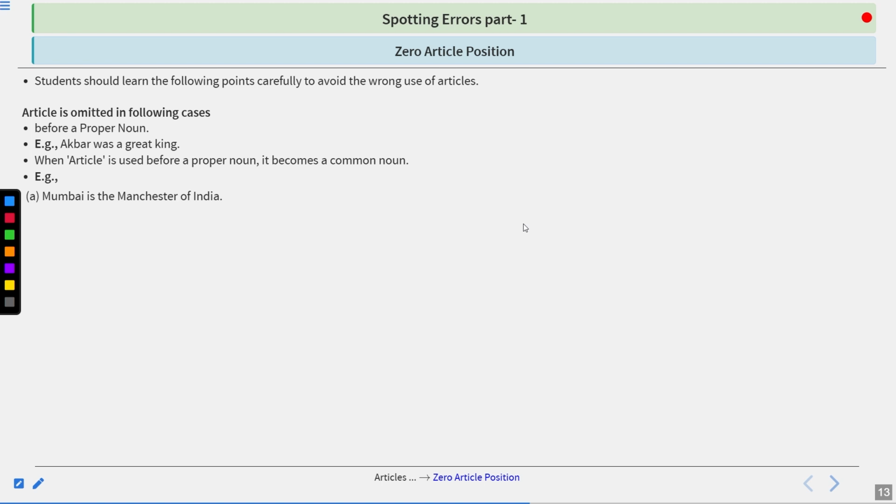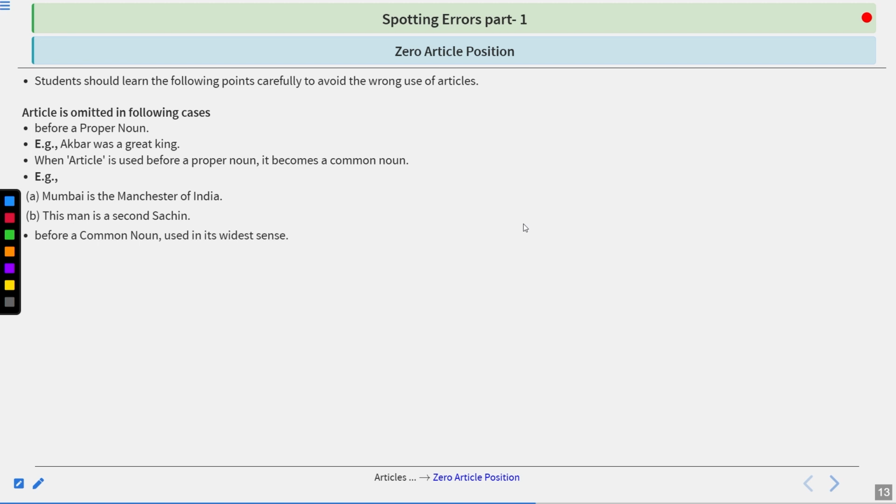Example: Mumbai is the Manchester of India. Here we are talking about Manchester, but we have used "the" before it and it has become a common noun. This man is a second Sachin. Here we have used a proper noun Sachin, but we have also used an article before it.